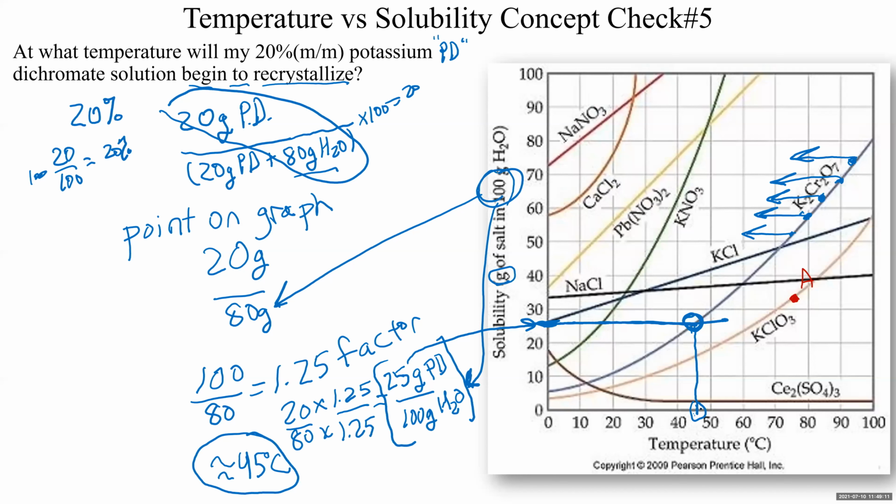The only other thing I will mention is that technically it's not 45 degrees Celsius, but it's going to be just as soon as you get below 45 degrees Celsius. So below. Now, why do I say that? Because at 45 degrees Celsius, you'll have a saturated solution with that concentration, all of it will dissolve. So you have to cool it just below 45 to get it to start recrystallizing. So you move a little bit to the left of that point, further down the graph.